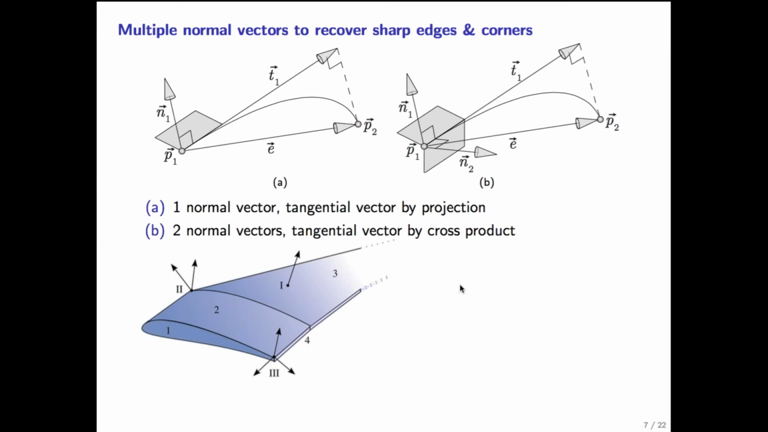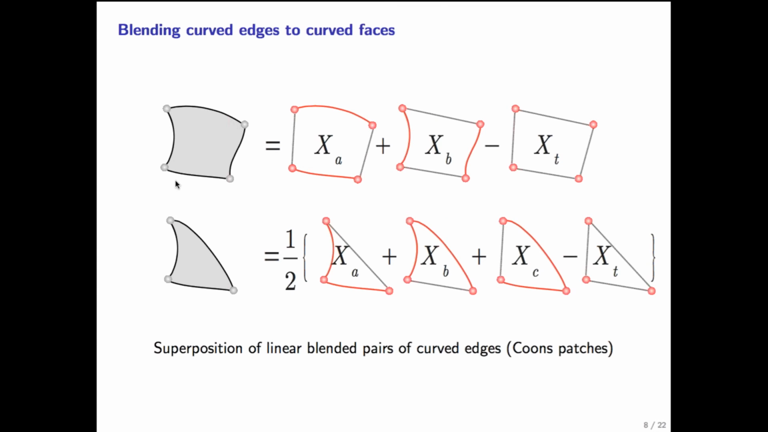And once you have the curved edges, you will generate the curved face by superposition of blended pairs of curved edges, so-called Coons patches.